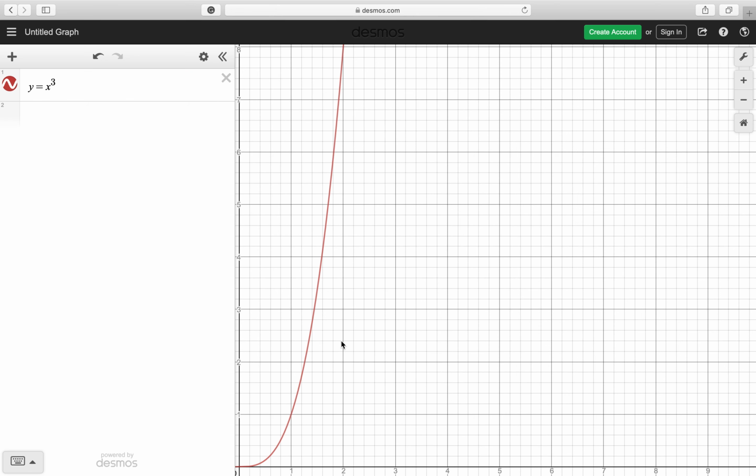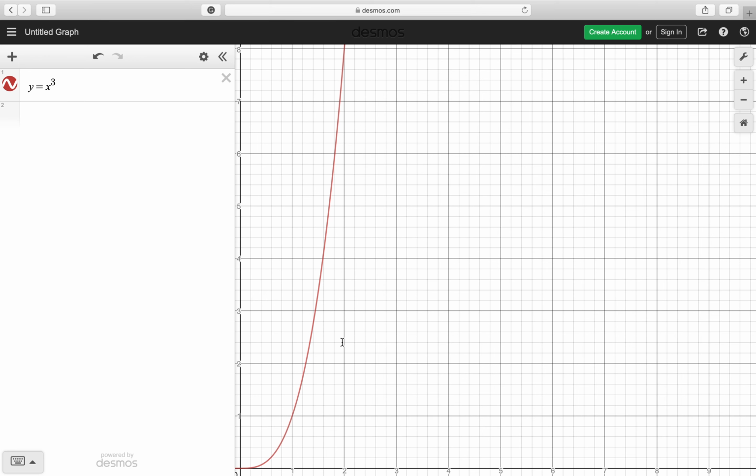But the weird thing about this is there's no slope, right? This is a curve. So how do we take the slope of this curve? And essentially that's where calculus comes in handy.